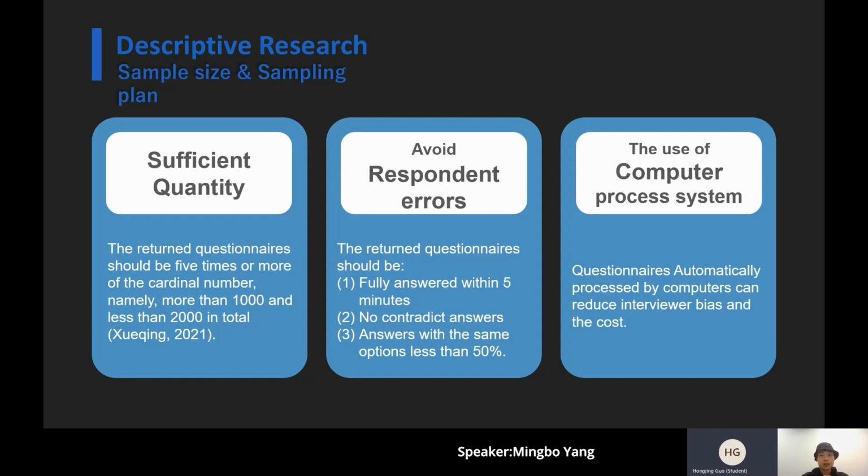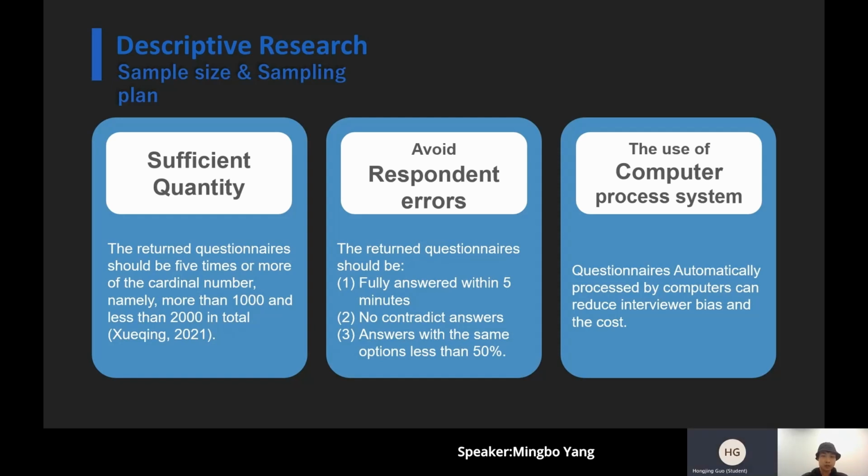For the sample setting, according to experience from previous research, the representativeness should be ensured rigorously at first, based on the following points. First is sufficient quantity. Based on the total number of 192 interviewees who participated in the focus group, returned questionnaires should be 5 times or more of the cardinal number, which means more than 1,000 and less than 2,000 in total.